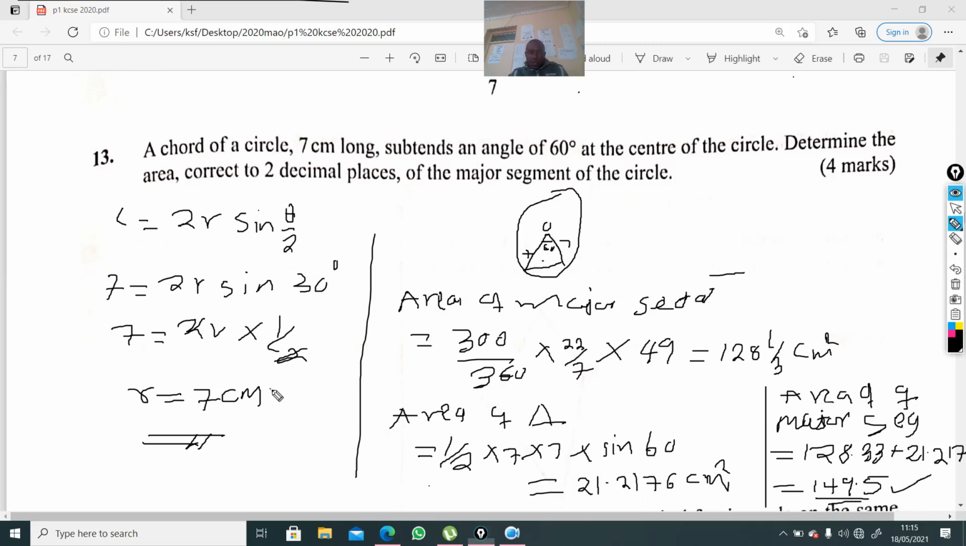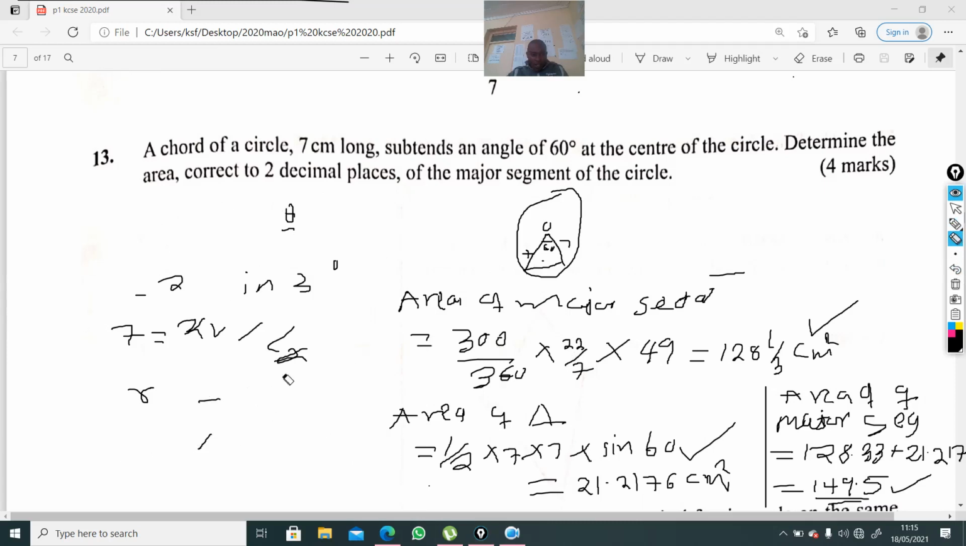So that is how you are supposed to do it, and this is how you are supposed to score. You score a mark for the radius and a mark for finding the area of the major segment. There is also another method you could have used. You can bisect this one, get a right-angled triangle, use SOHCAHTOA, find the radius, and then find the area of the circle and subtract the area of this smaller segment, which is the area of this sector minus the area of this triangle. So whichever route you go, you want to get 149.5. So that is how you do it. We move to the next question.